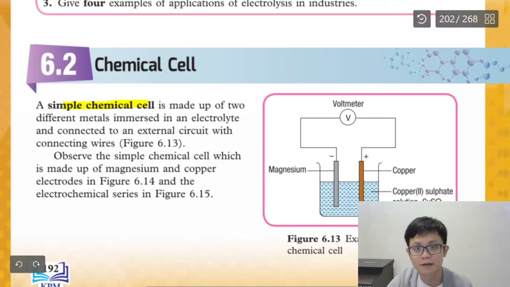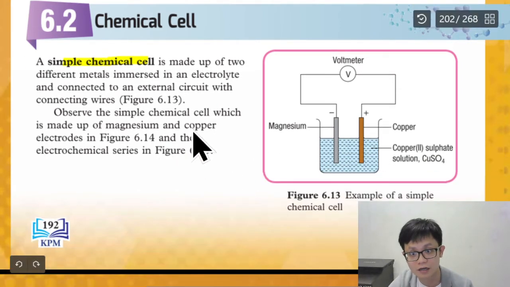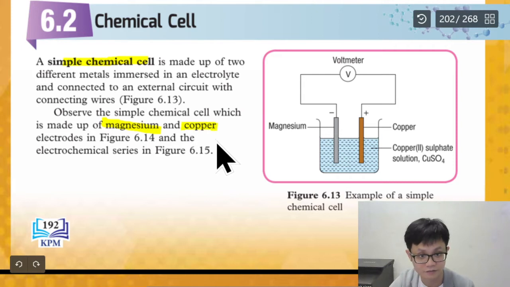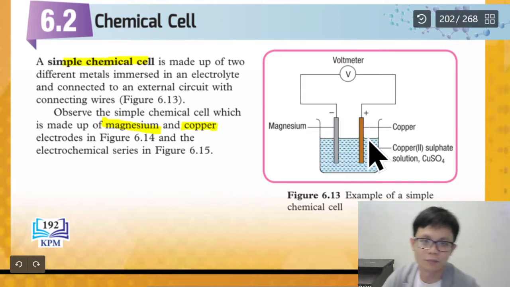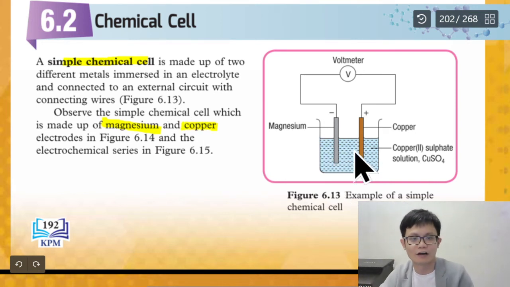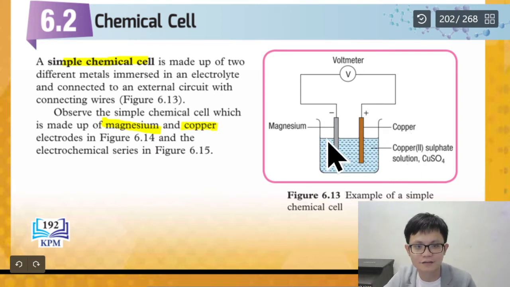So how to make a battery? I need to know how to make a battery. So of course, you can make a simple battery. First, you can just use a magnesium and copper electrode. You just find a magnesium and copper. Now Shopee, Lazada, Taobao, everything is available. If you just type copper, magnesium, copper sulfate solution, I think you can buy from Shopee, Taobao, or Lazada.